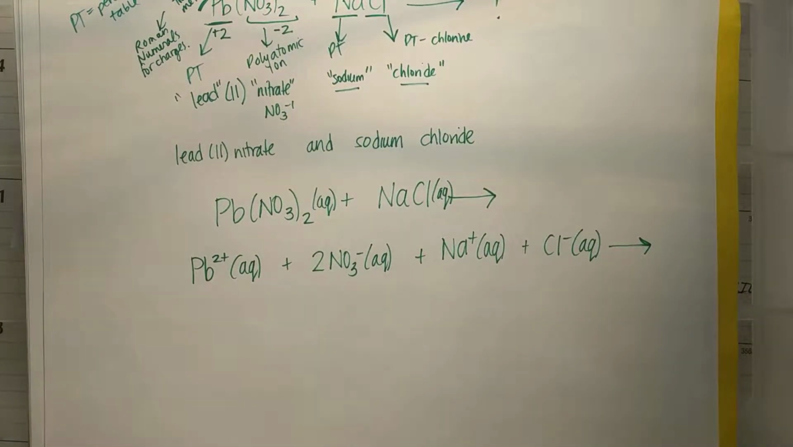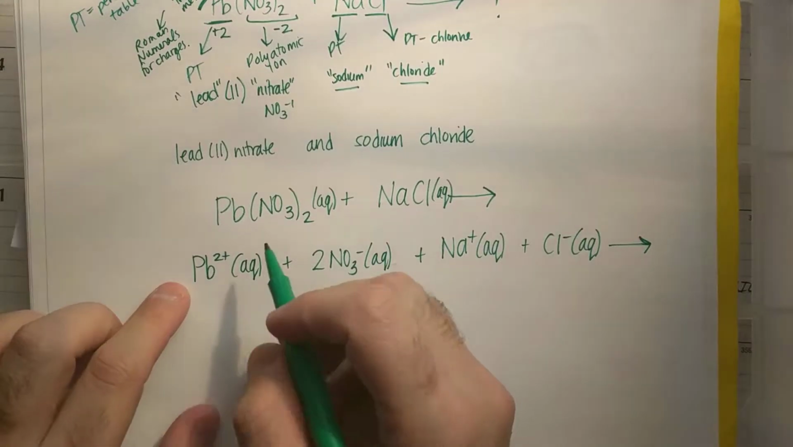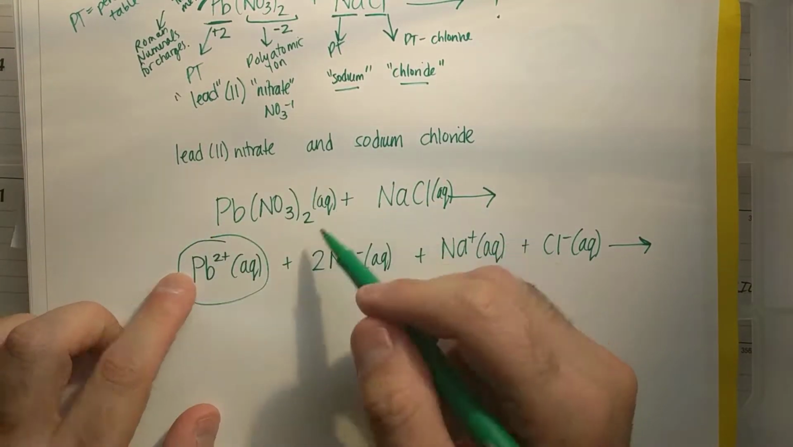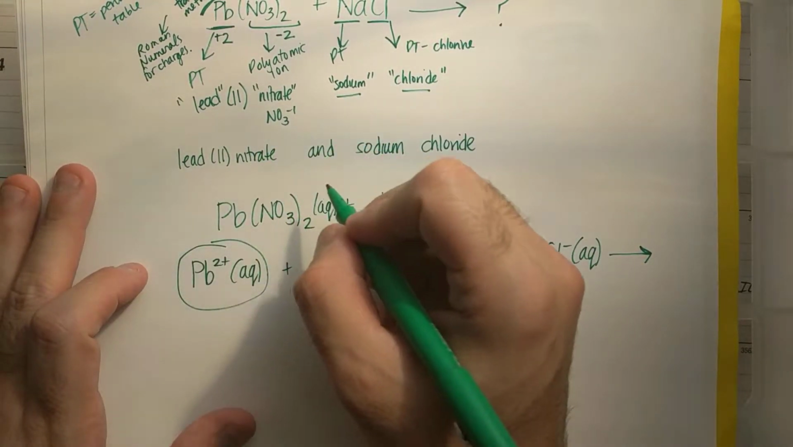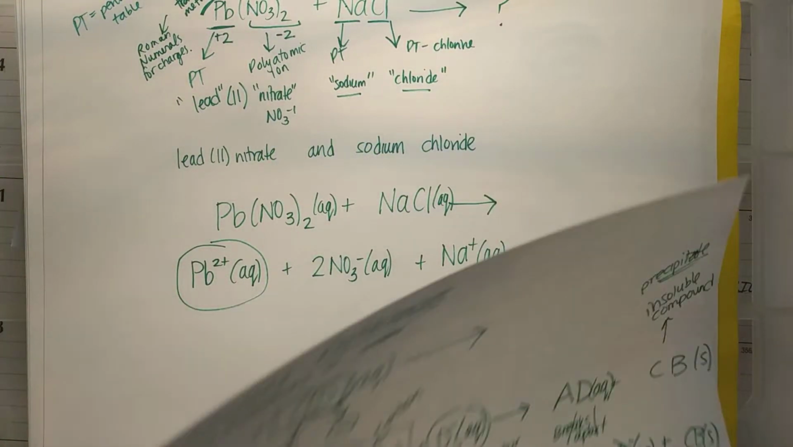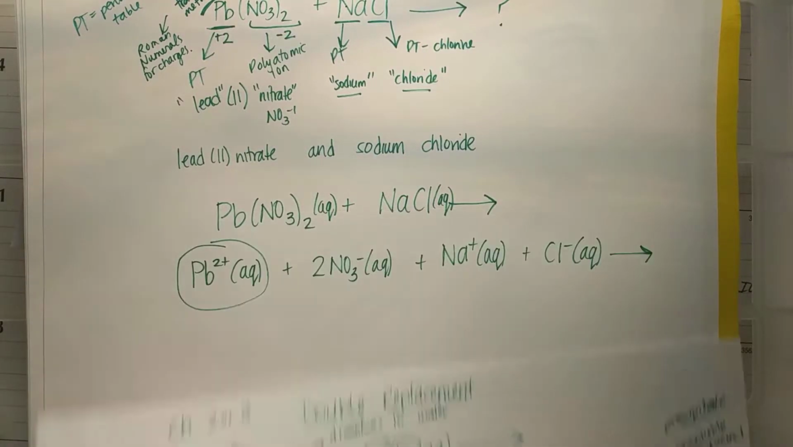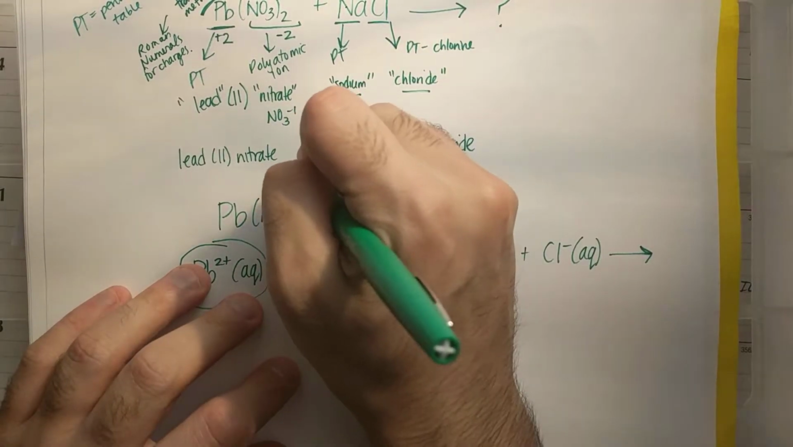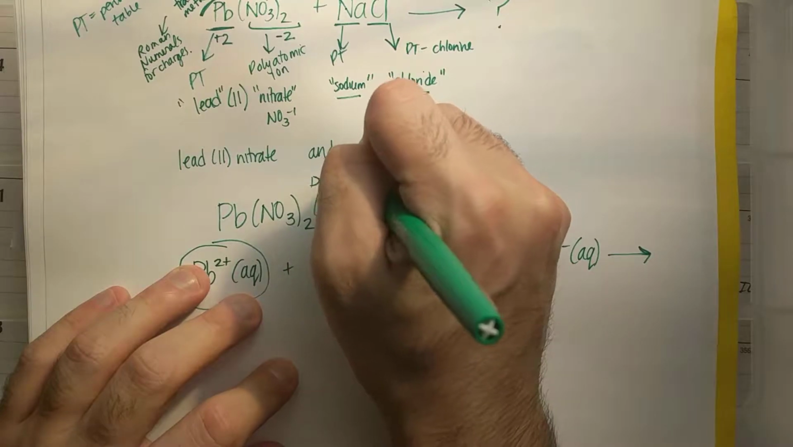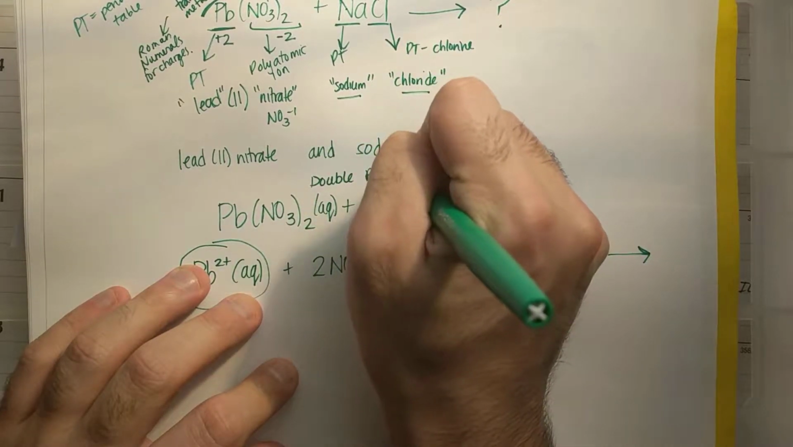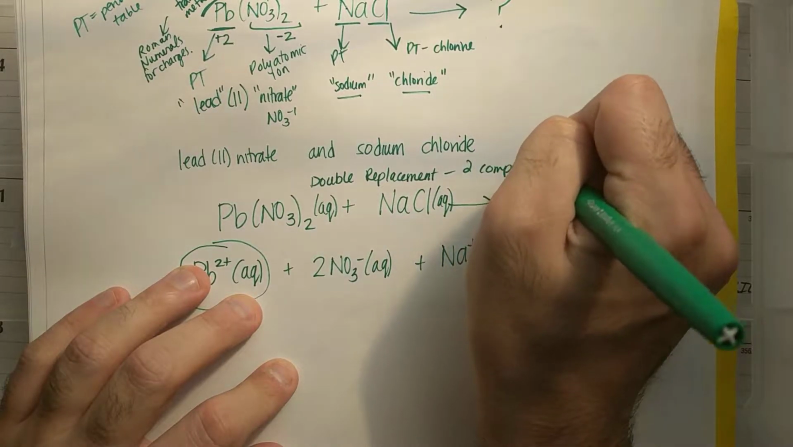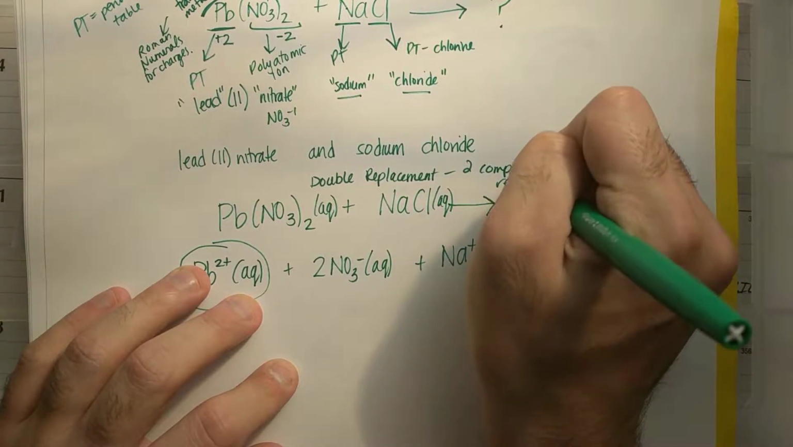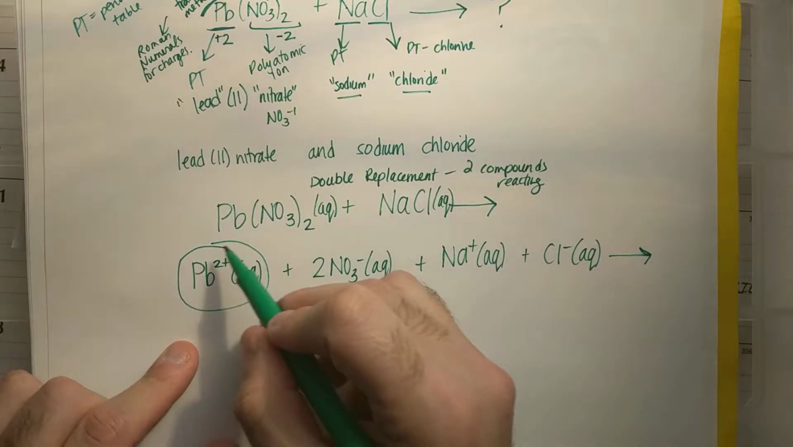I want to figure out who is going to be attracted to who. Well, I have a positive charge here. If I'm doing a reaction where I have 2 compounds coming together, what am I going to call this? I'm going to call this a double replacement reaction. If I have 2 compounds coming together, this is going to be a double replacement reaction. I have 2 compounds reacting.